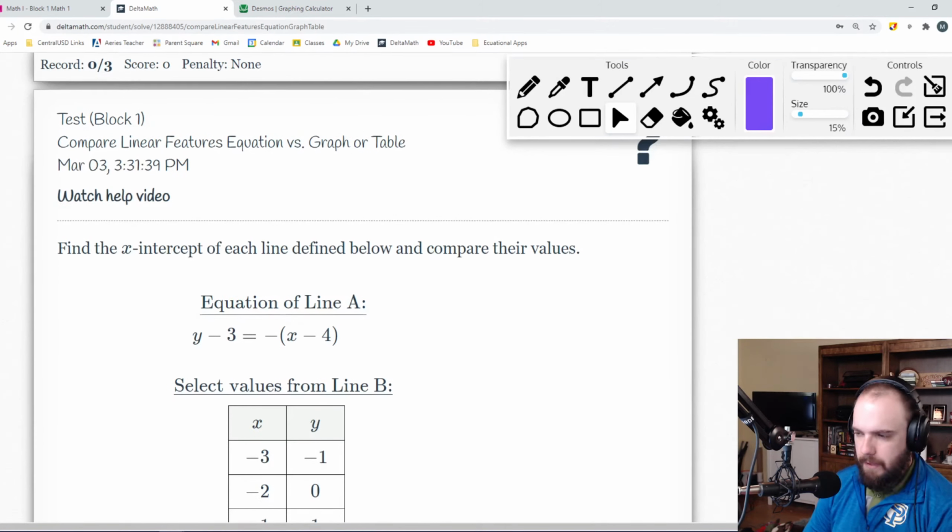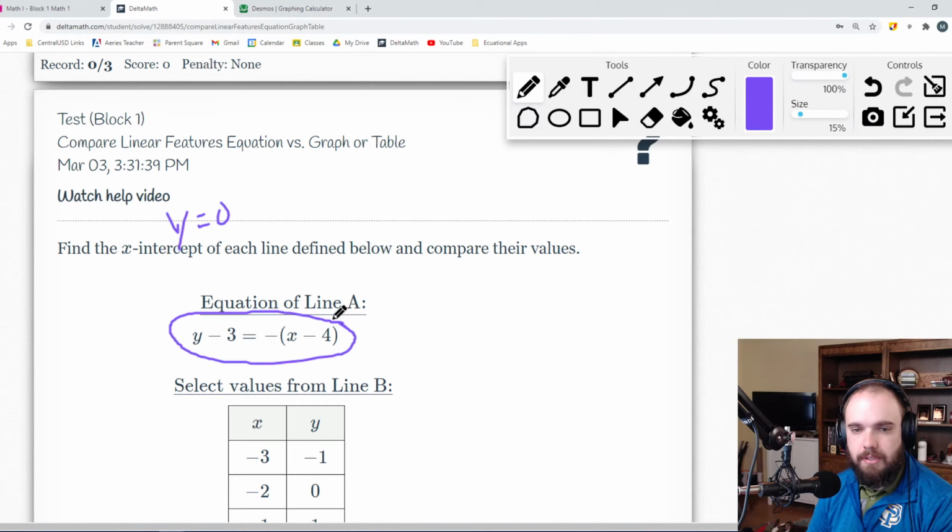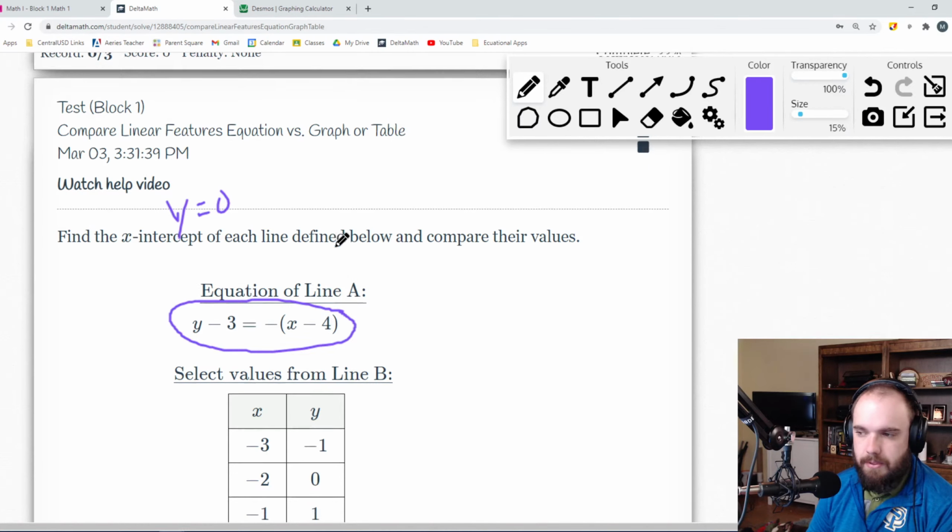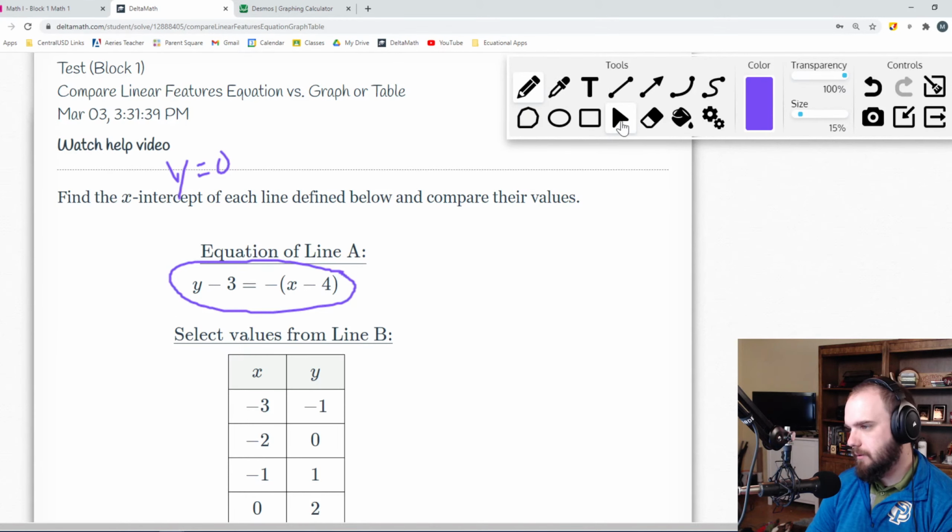All right, so we want to find the x-intercept. We're going to compare the x-intercept. Remember, when we're talking about the x-intercept, we're going to be talking about when y is equal to 0, of each line defined below, and find their values, right? You can also just plug this into Desmos and it will tell you what our x-intercept is going to be, right? But I'm going to do this manually. I'm going to do this algebraically.